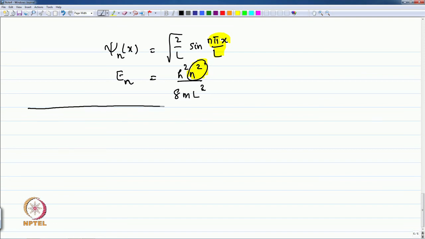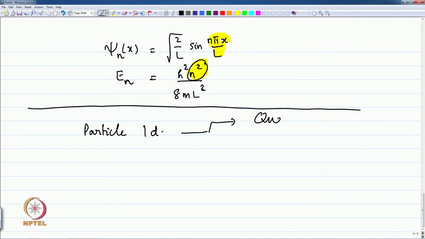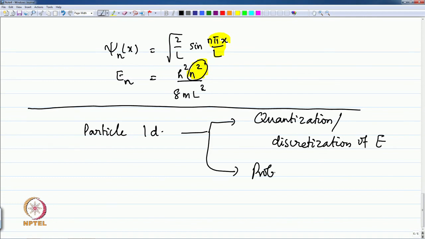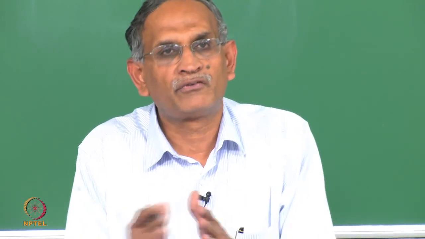So, let me summarize and then stop for this lecture, namely the particle in a 1D box has two results: a quantization of energy, or discretization of energy E, due to boundary conditions, and a probability statement for determining the position of the particle in the box at various locations.